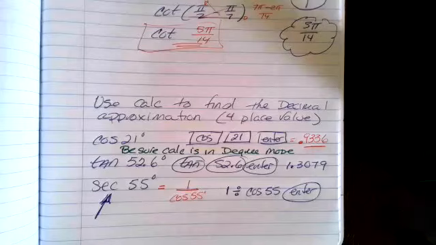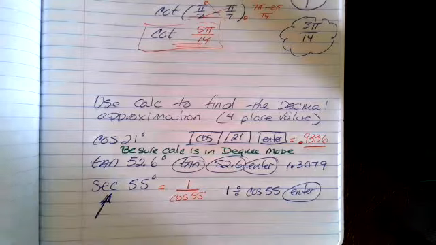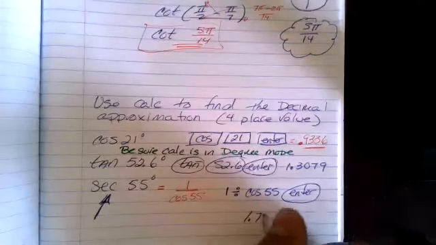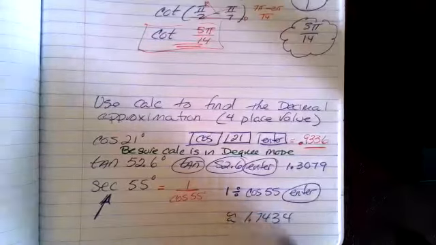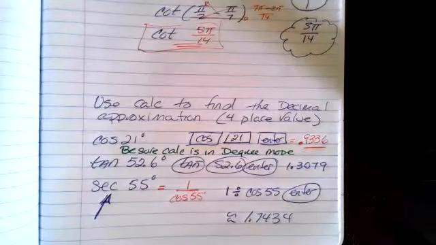I'm in degree mode. I want to do 1 divided by cosine 55. These are my reciprocal identities. And hopefully we get 1.7434 approximately. And that's how we use a calculator to do these.